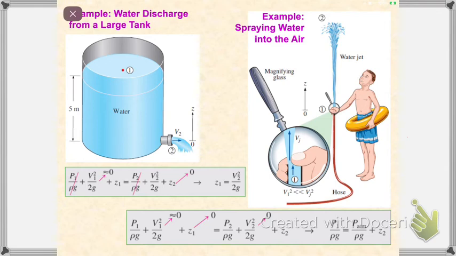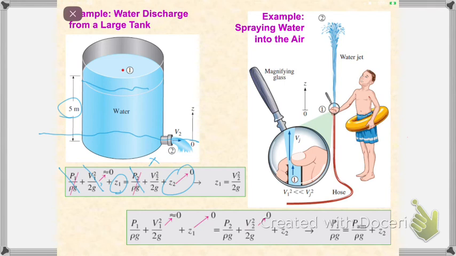Again, at the open surface, the P is equal to P atm. At the outlet it also goes to the atmosphere, so it can be cancelled out. And velocity at the open surface is approximately equal to 0, so we can cancel it out. V2 you cannot cancel out, it's flowing. Z2 is our lowest point, so it becomes 0, and Z1 maintains 5 meters. With that you can find your V2.